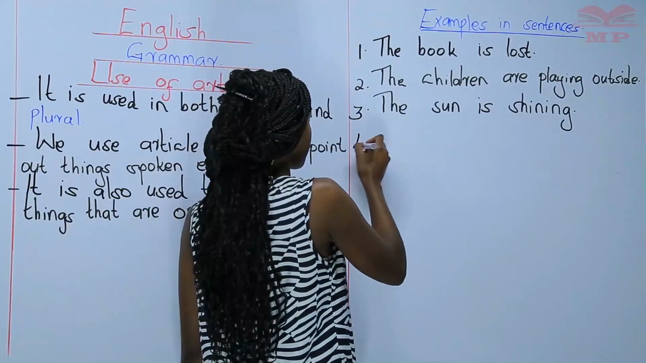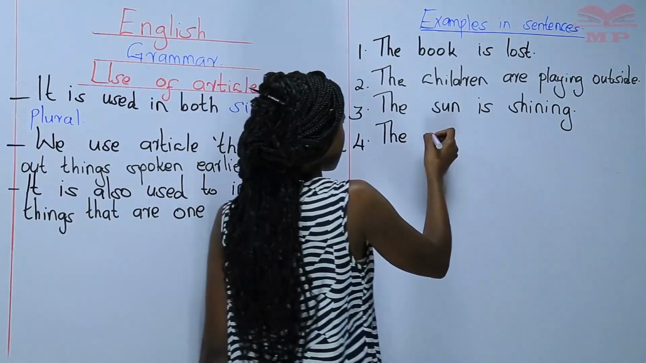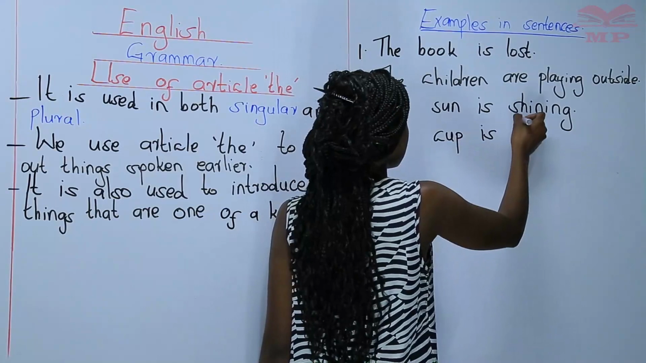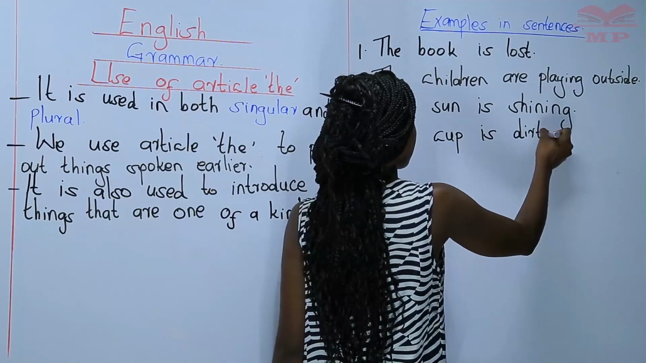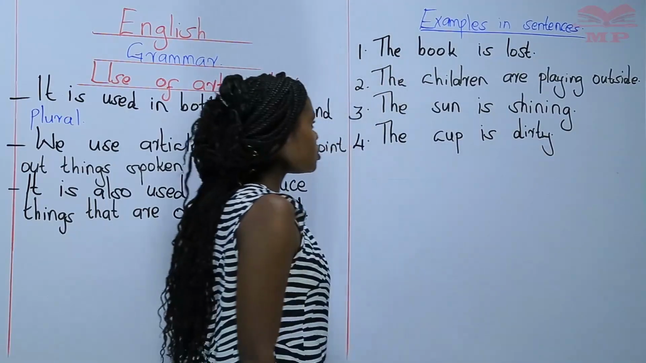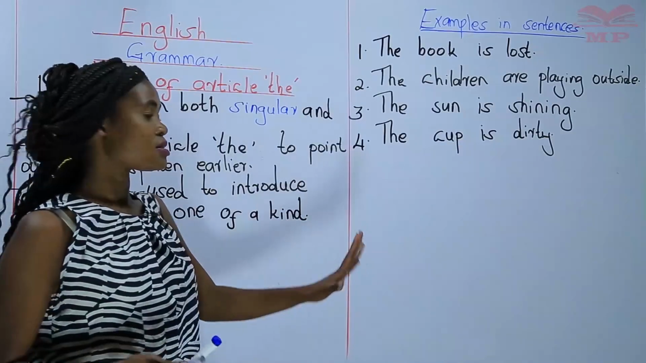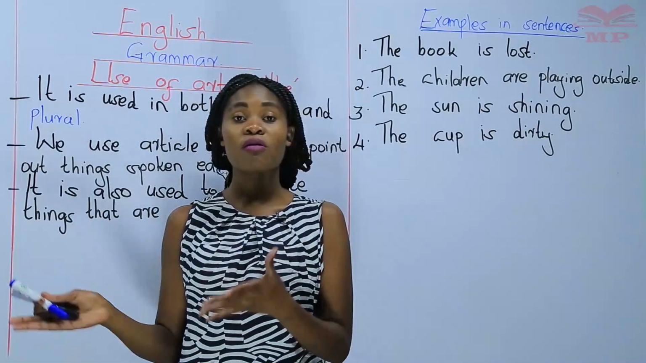Can have a sentence like this: the cup is dirty. The cup is dirty. So this is how we can use the article there in sentences. Remember, you can still use it in singular form or plural form.